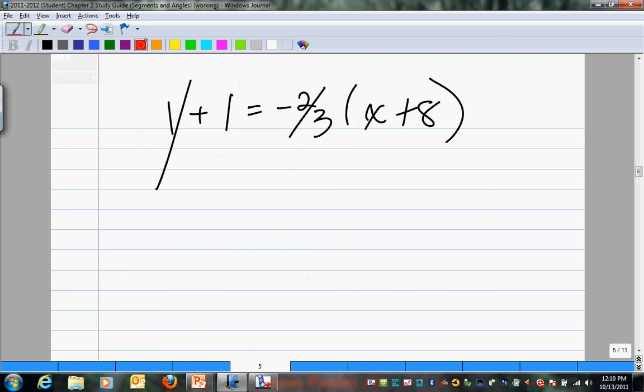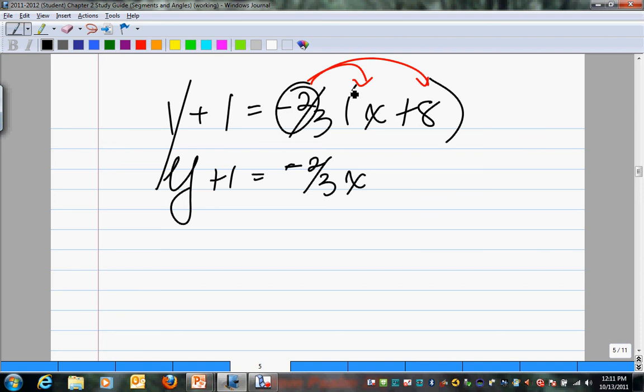Now you distribute like you said you were going to do. Y plus 1 equals negative 2 over 3x. This times that is what? Negative 16 over 3. You're correct. It's negative because we distribute that negative.